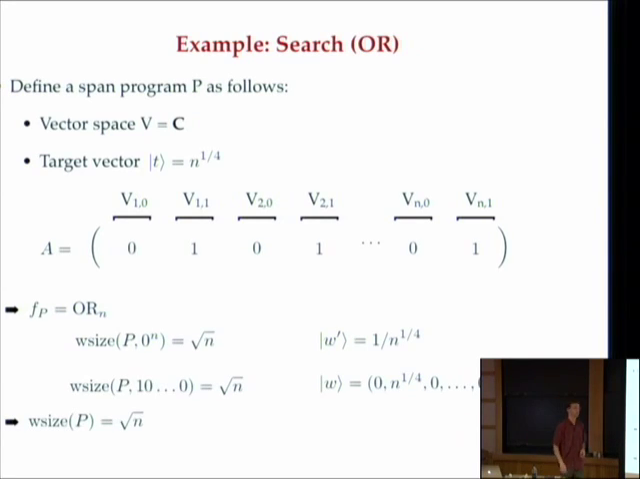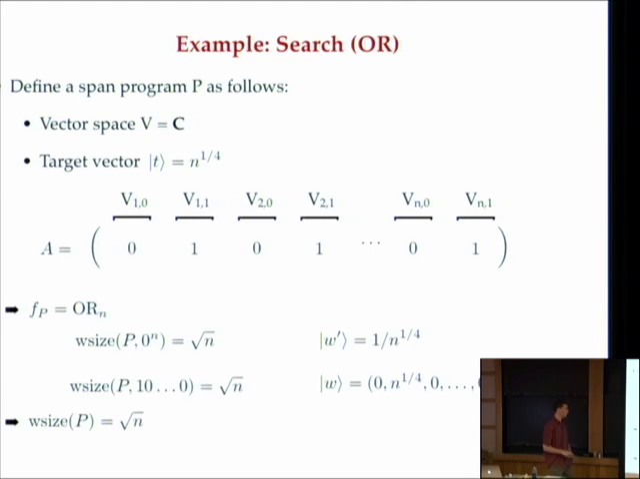Multiplied by this matrix. So it's n times, so it's n to the 3/4. 1 over n to the 1/4 squared is 1 over square root of n, and then times n, because there's n of them. So a vector with n entries, each of which is 1 over n to the 1/4. Ah, okay.